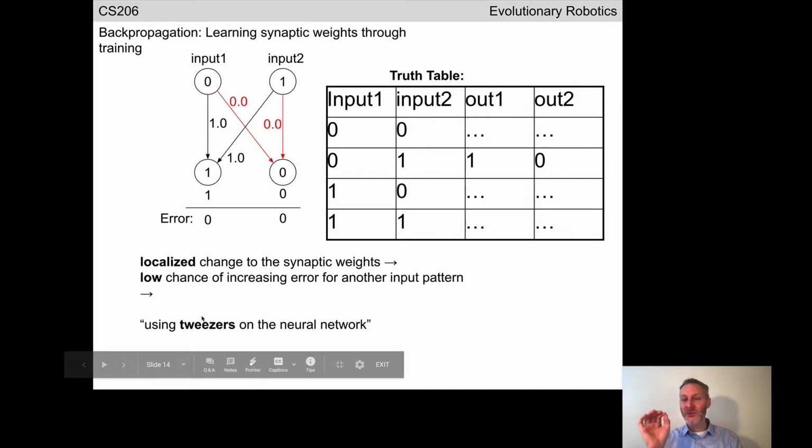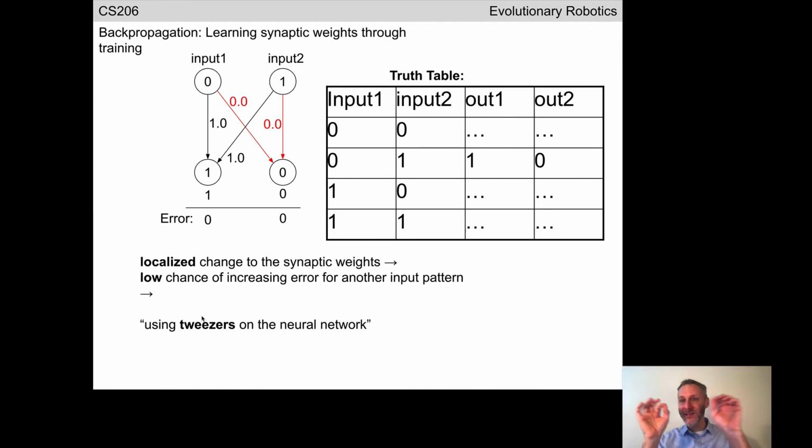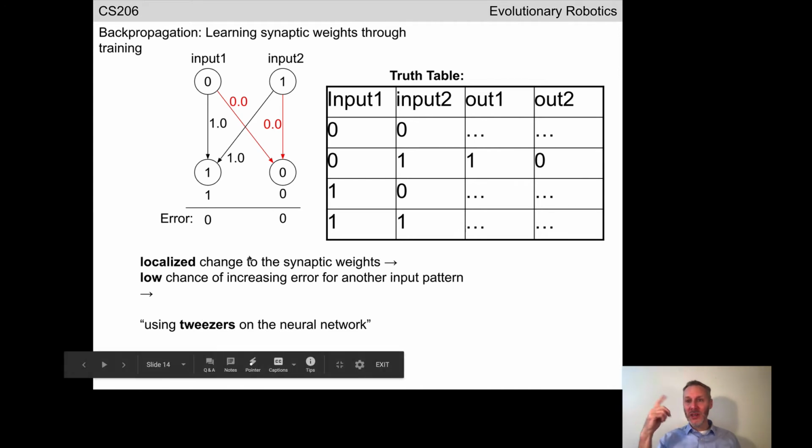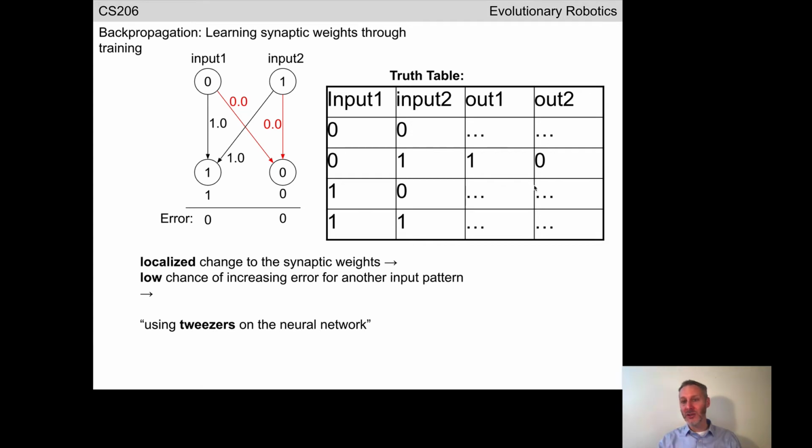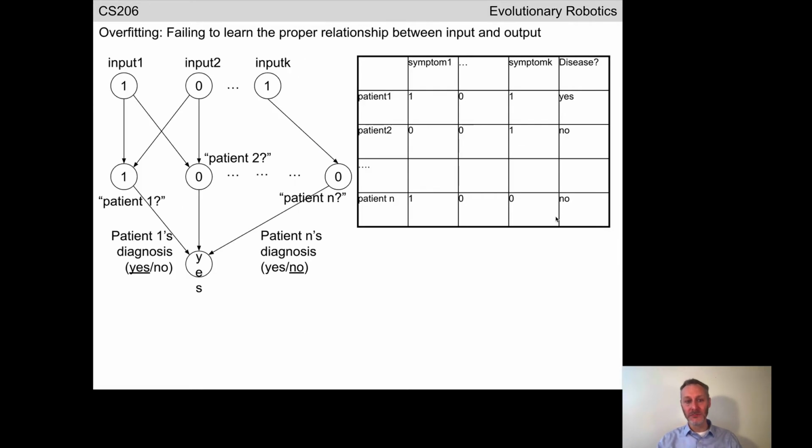So this is like using tweezers on a neural network, making slight fixes. And if you repeat this process enough, you can gradually sculpt these synaptic weights to give you exactly what you want at every row. That's backpropagation.